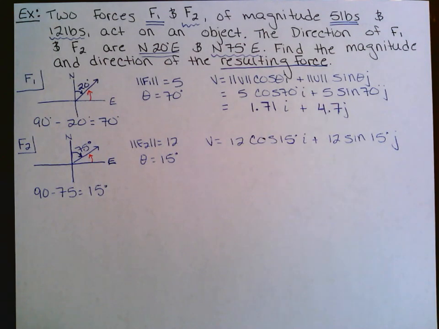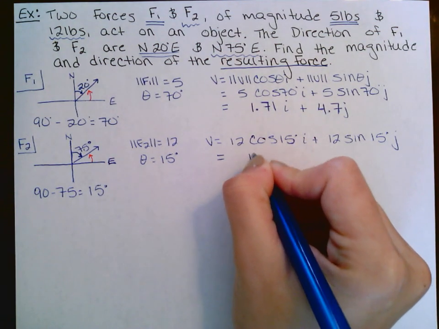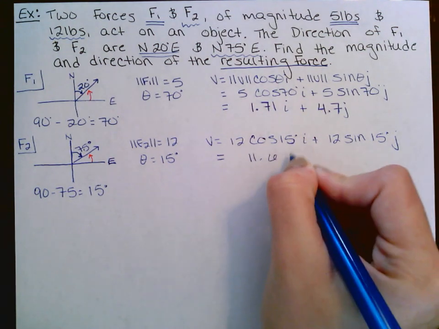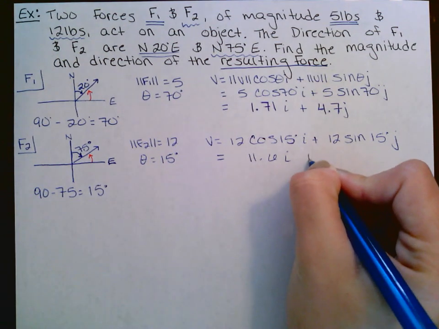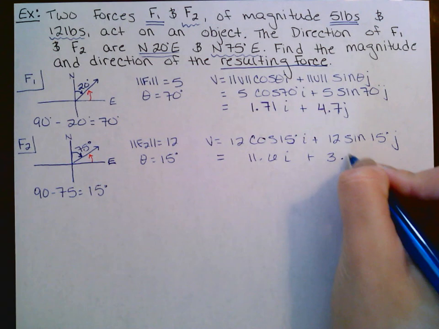So again, 15 degrees is not on my unit circle, so I am going to go straight to my calculator for this. And it's going to give me 11.6i plus 3.11j.